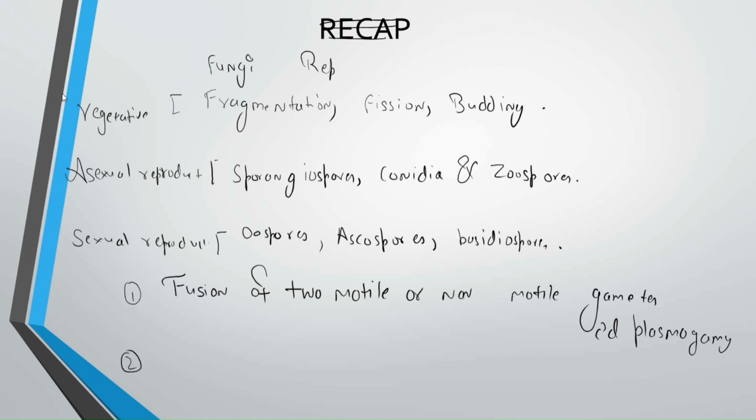Number two, we have karyokinesis. Fusion of two nuclei is called karyogamy. There is an intervening stage in basidiomycetes and ascomycetes, and that phase is known as dikaryophase, and the condition is dikaryon, where two nuclei are present per cell.